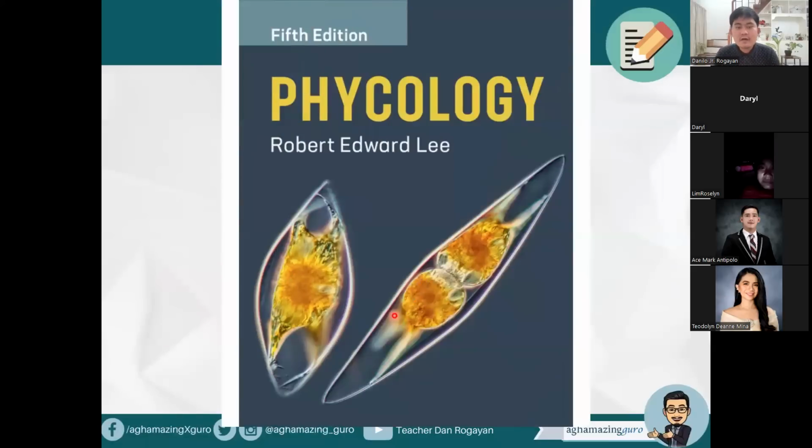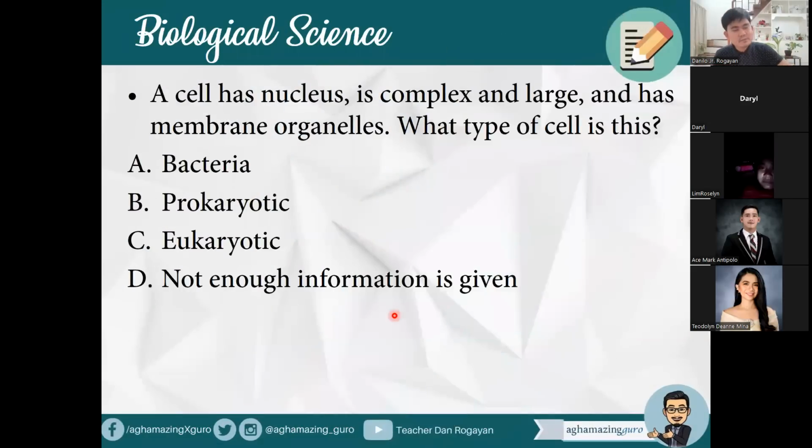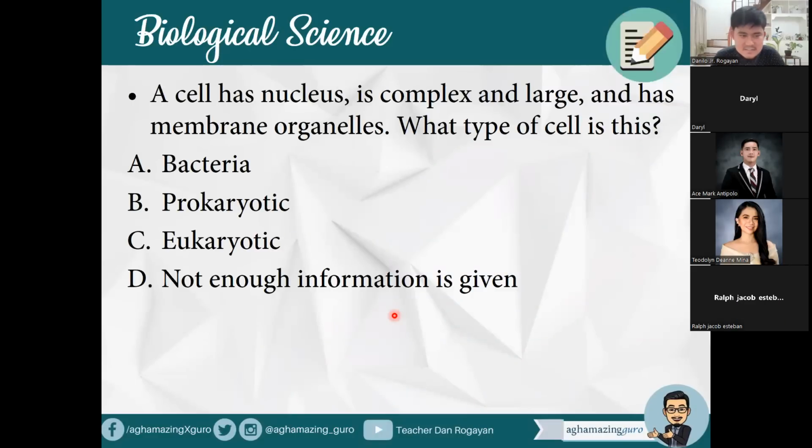Alright, next. Phycology, we already know that, the study of algae. Algae is an example of protists under kingdom Protista in the five or six kingdom classification. A cell has a nucleus, is complex and large, and has membrane organelles. What type of cell is this? Bacteria, prokaryotic, eukaryotic, or not enough information given? Of course, that makes it different from the prokaryotic. We have membrane-bound organelles and a nucleus.